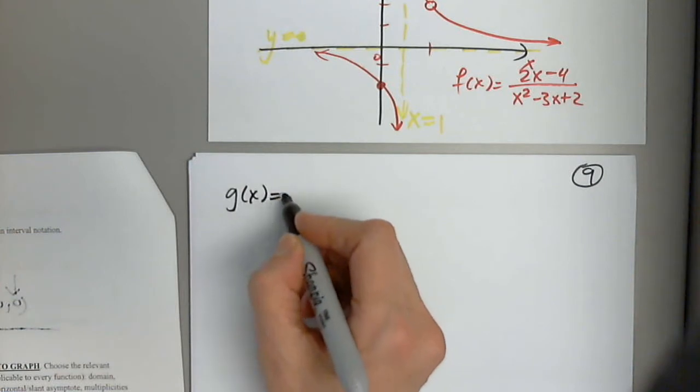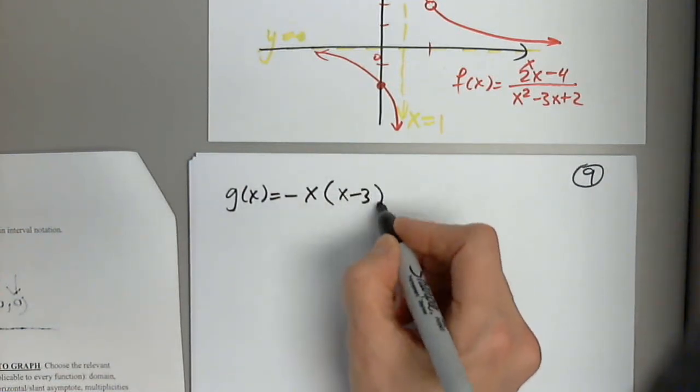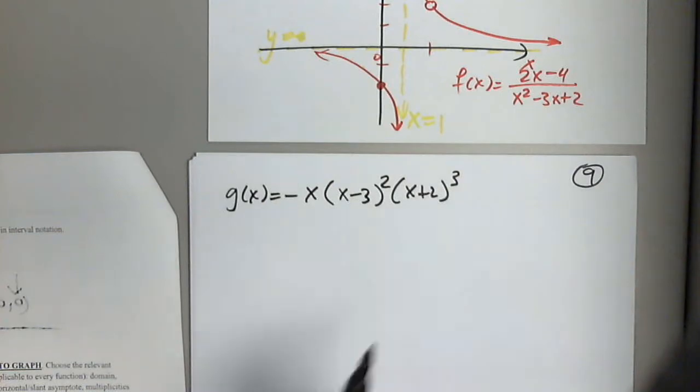So g of x equals -x, x minus 3 squared, x plus 2 cubed.